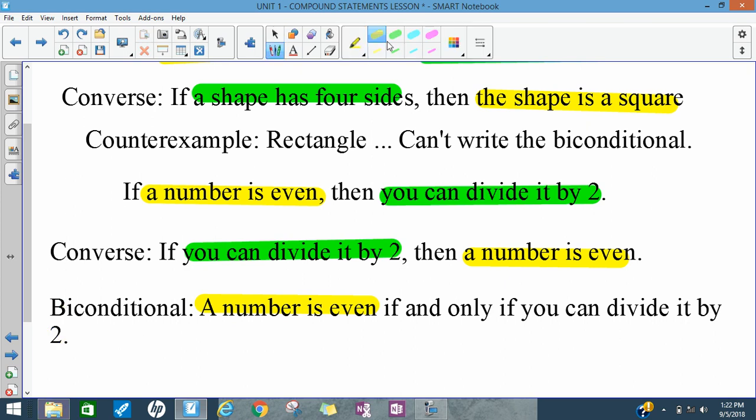So anyways, let me go back through that again since I had my colors wrong, or correct, and then I made them wrong. If a number is even, then you can divide it by 2. That is true. If you can divide it by 2, then a number is even. That's also true. So this conditional and its converse are true. So the biconditional can be written. And all we do is take P and Q and connect them using if and only if. Sorry about that mistake.